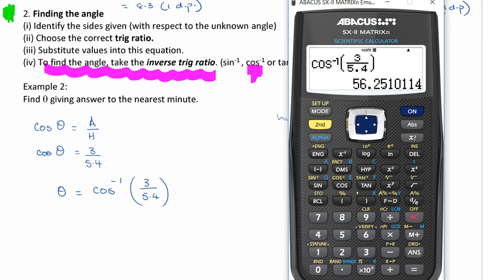Now, this question says to the nearest minute. To get that to change to the minutes, we simply press DMS. So it says 56 degrees, 15 minutes, and only 3 seconds. So both these seconds and minutes depend on whether they are 30 or more, because we know there are 60 seconds in a minute. There are 60 minutes in 1 degree. So 3 is not going to impact on 15. So we'll have 56 degrees, 15 minutes.